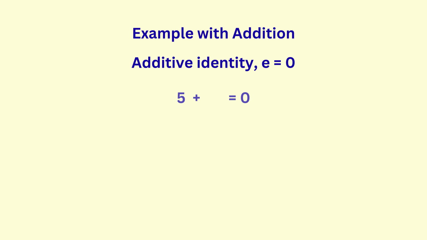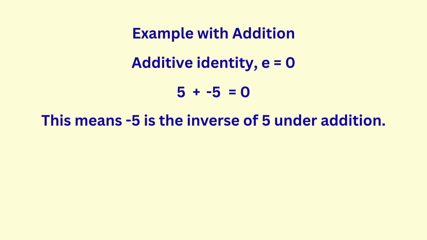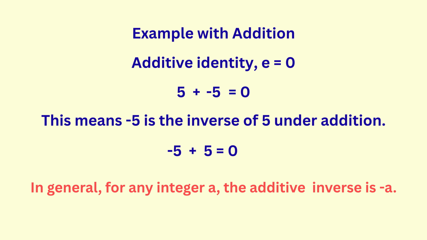Let's take the binary operation of addition. We know the identity element for addition is 0. So what number added to 5 will give us 0? The answer is -5. That means -5 is the inverse of 5 under addition. Likewise, 5 is the inverse of -5. In general, for any integer a, the additive inverse is -a.